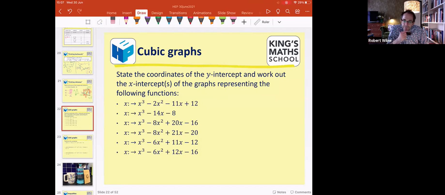Other thoughts? Particularly for the ones that didn't have 3 real roots.